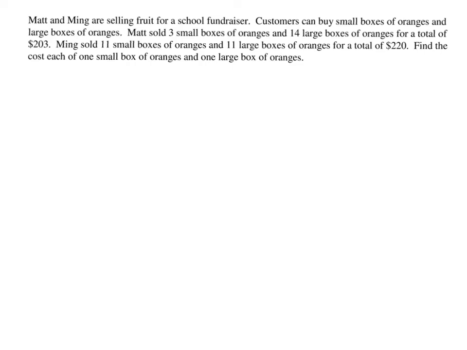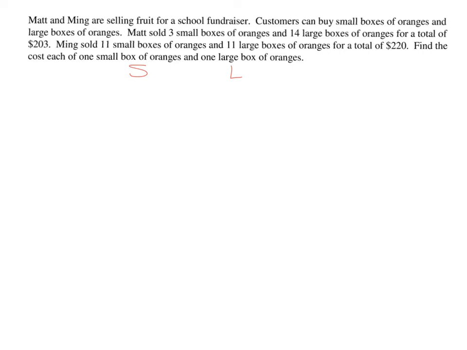So, first step is to figure out what our variables are. I think in this problem it's probably pretty clear. It says that they can buy small boxes of oranges and large boxes of oranges, and then it goes on to say the same thing. So it looks like those are going to be our 2 variables. We are looking for the cost of the small boxes of oranges, we'll call that S, and the large boxes of oranges, we'll call that L.